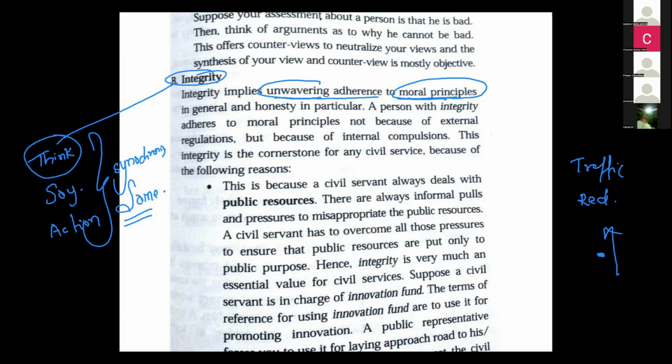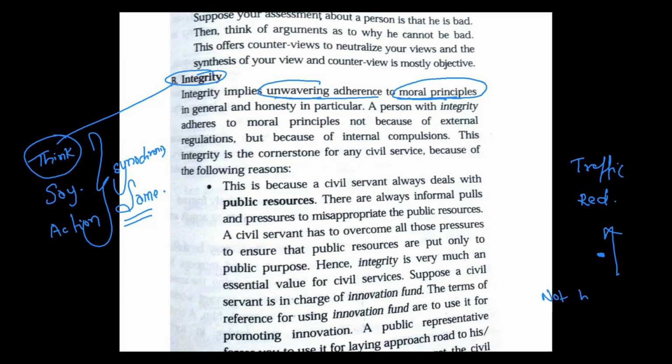But that does not mean that we are not honest. We may be honest at that point of time, but we do not have integrity at that point of time. We do not have the integrity character. So integrity is a level above honesty. We'll come to that. In general and honesty in particular: a person with integrity adheres to moral principles not because of external regulations, but because of internal compulsions.